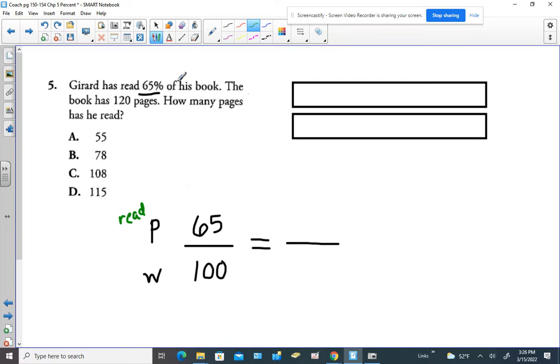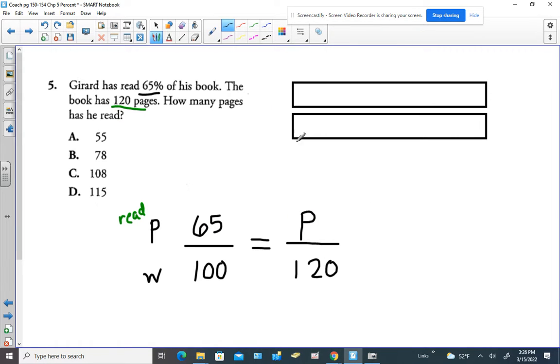Now, we have to decide, where does the 120 go? The book has 120 pages. So is that the part of the book, or is it the whole book? It would be the whole book. We'll put the 120 over here. And they want to know how many pages has he read. So we're looking for the part.